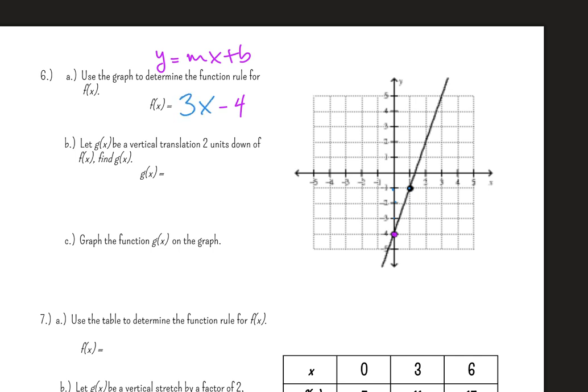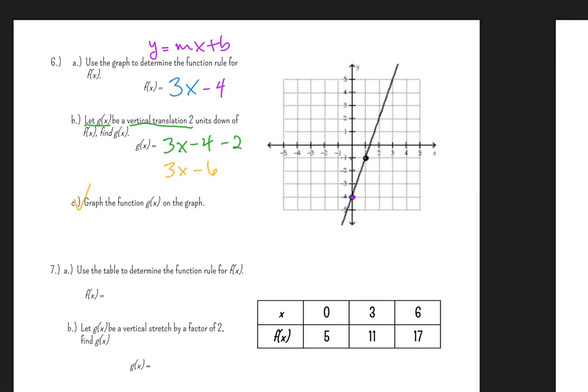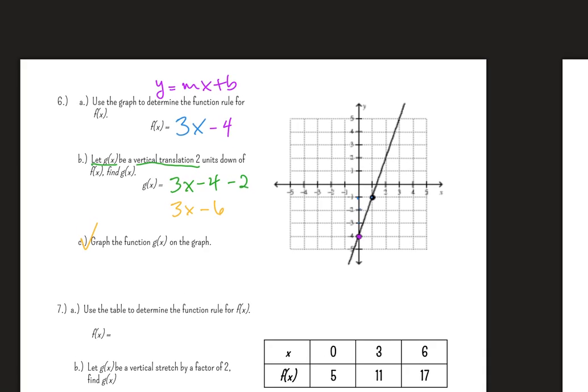Now, it says, let g of x be a vertical translation 2 units down. So if we need to move down 2, we're going to do that. And it ends up looking like this. And we don't need to graph it. Oh, yeah, we do. So let's do that. Well, it's going to be a little tough because we are now off the graph, so to speak, as far as with y-intercepts. But there it is.